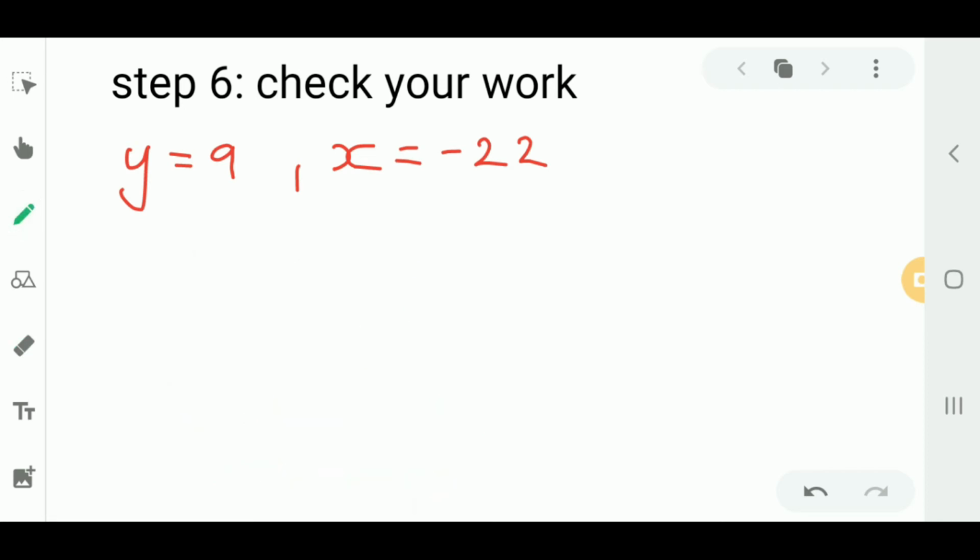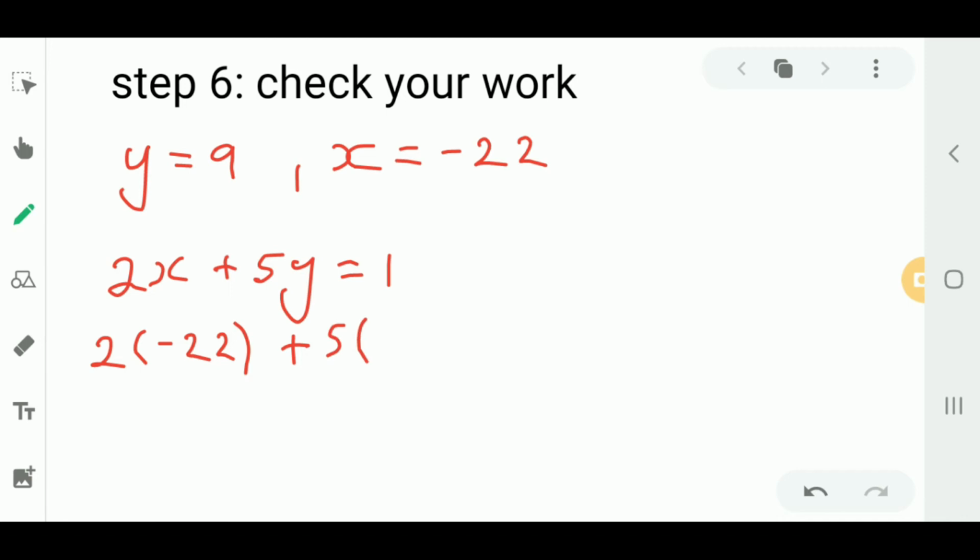Then you could try it also in equation 2. So that's 2 times minus 22 plus 5 times 9 equal 1. 2 times minus 22, that's minus 44. 5 times 9 is 45. Minus 44 plus 45, that's 1 is equal to 1. So that's how you check to see if your answers are indeed correct.